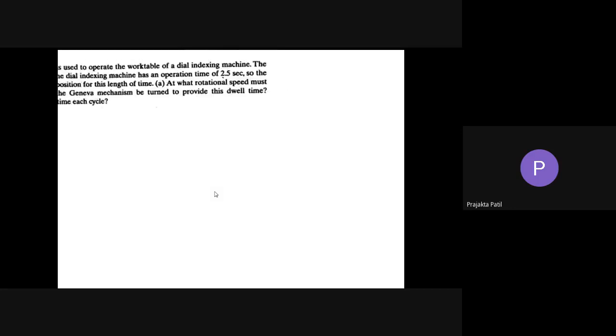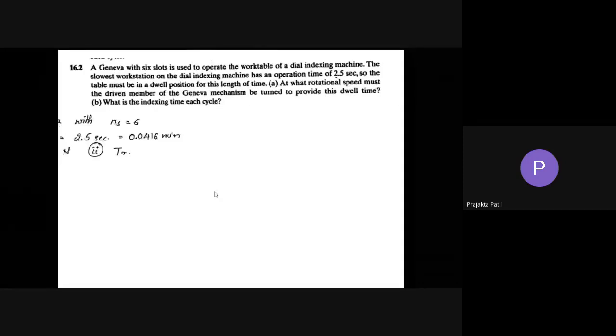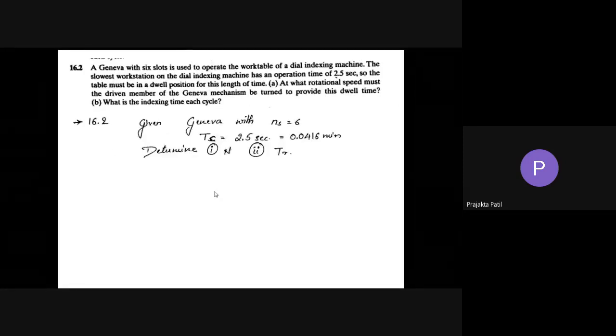Okay, let's move to the next problem. This is also an unsolved problem. The statement is as follows. A Geneva with 6 slots is used to operate the work table of a dial indexing mechanism. The slowest workstation has an operation time of 2.5 seconds, so the table must be in a dwell position for this length of time. At what rotational speed must the driven member of the Geneva mechanism be turned to provide this dwell time, and what is the indexing time each cycle? So this is what is given and what you have to find out.